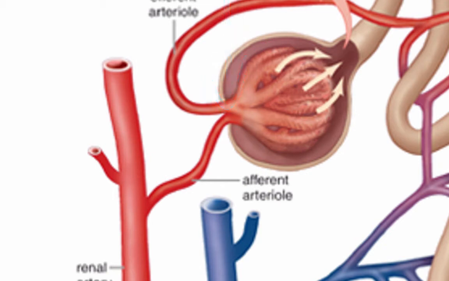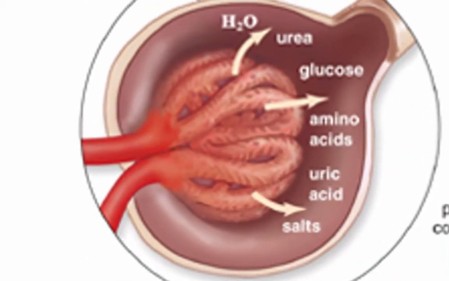This leads to the liquid part of blood and the small dissolved material in blood plasma to pass from the blood of the glomerulus into the Bowman's capsule. Large items like protein, red blood cells, white blood cells, and platelets do not pass, but small particles like water, nitrogenous waste, salts, amino acids, and glucose do pass into the Bowman's capsule to form the filtrate.